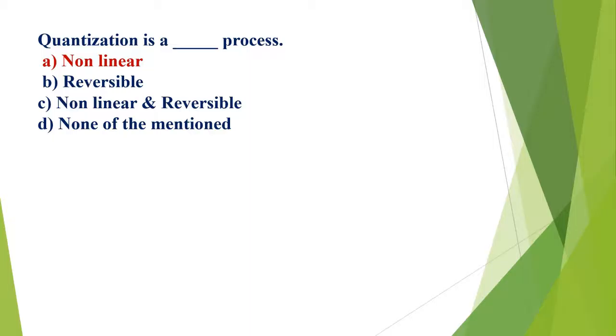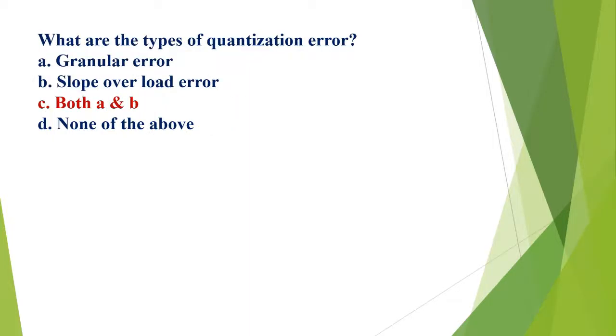Quantization is a dash process. A. Nonlinear, B. Reversible, C. Nonlinear reversible, D. None of the mentioned. And the correct option is A. Nonlinear.